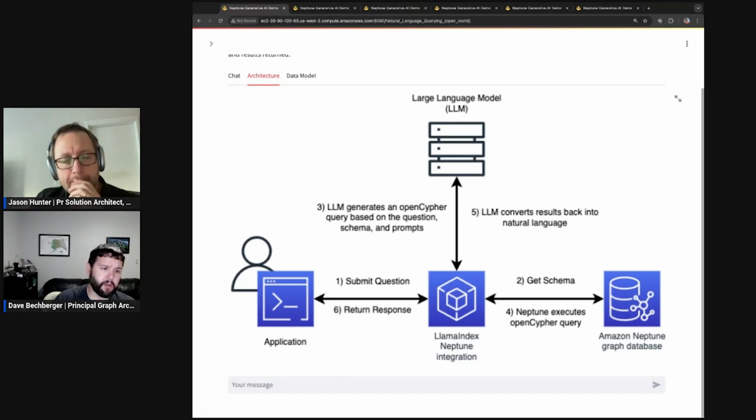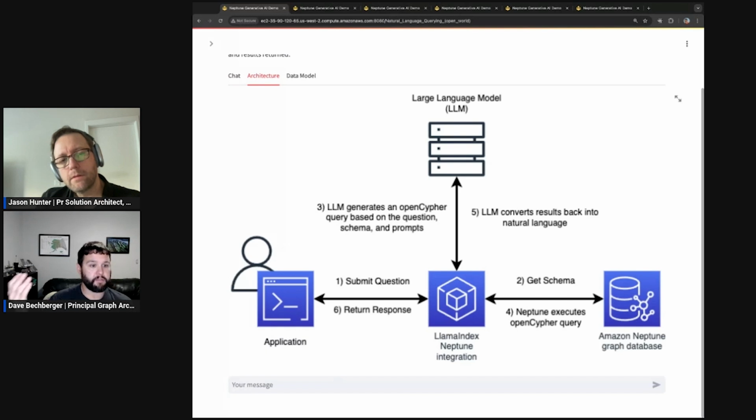So the way it works is you submit a question to this framework. This framework then works as an orchestrator between Neptune and Bedrock. It goes out to your Neptune database and gets the schema, because it's going to need that schema in order to understand how to take the intent of your question and the structure of your data and combine the two, which is really what we're looking to do.